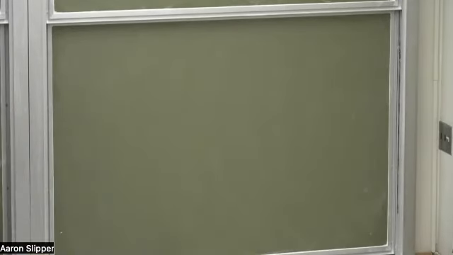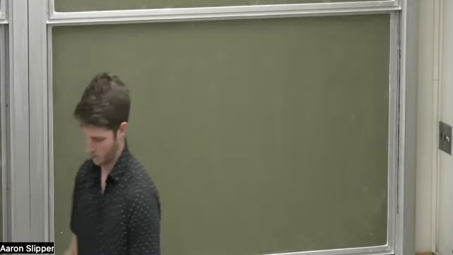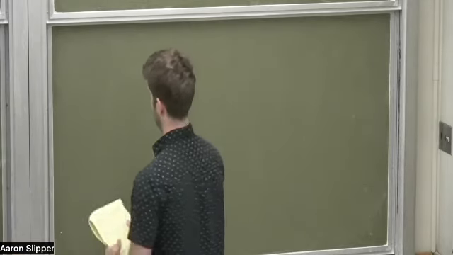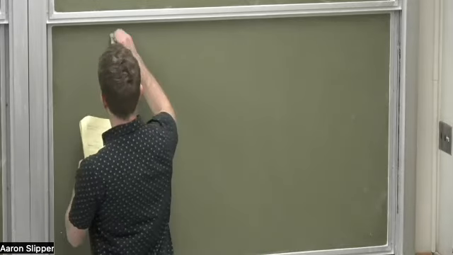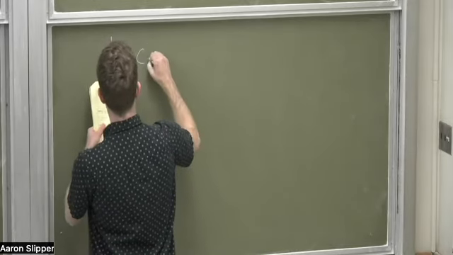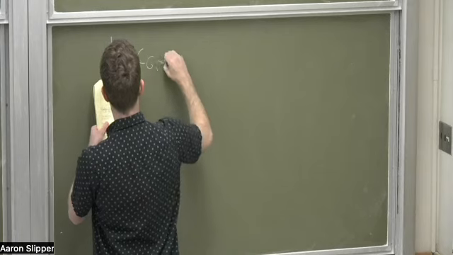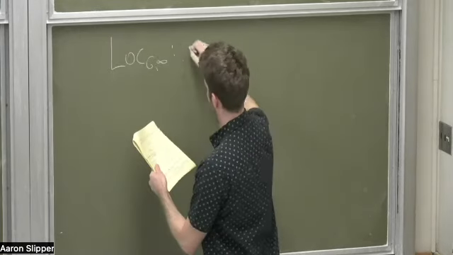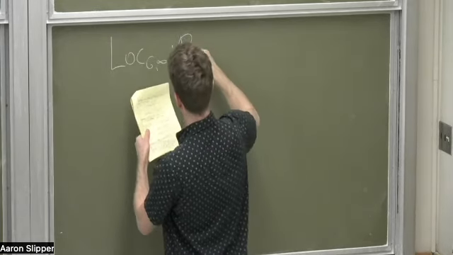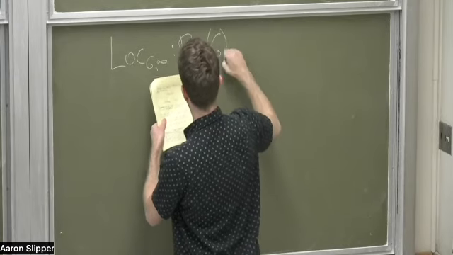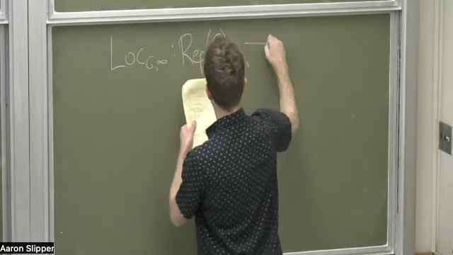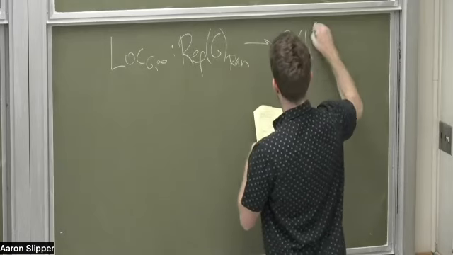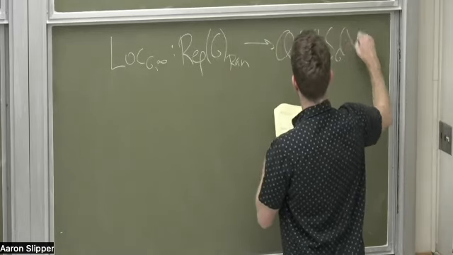Kac-Moody symmetry, which is what we talked about before. Okay. So now there's an analog of localization in this situation. I'll call it loc G infinity. It really is localization at infinite level in a precise sense. And it goes from rep G1 to quasi-coherent sheaves on the global.